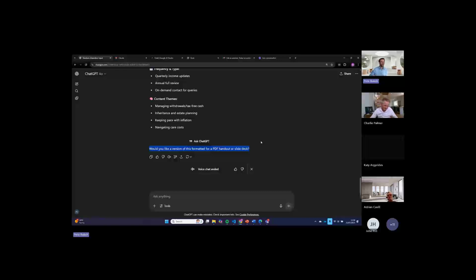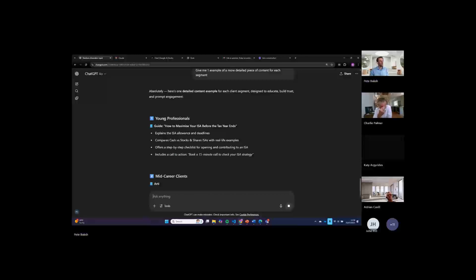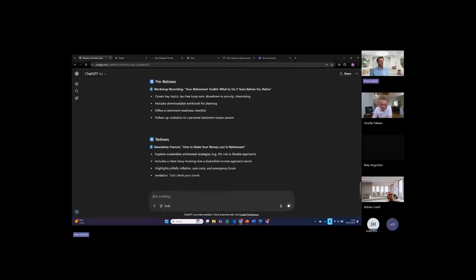Now, if I was iterating on this, maybe I would like, so give me one example of a more detailed piece of content for each segment. So you can go back at these models. They have a memory of what happened. You don't have to put the message in and adapt it. They have a memory. And now it's giving me some more detailed content on what to give for these various segments.